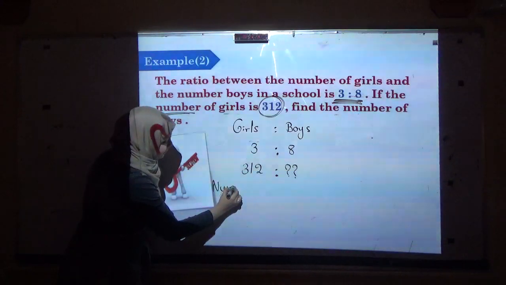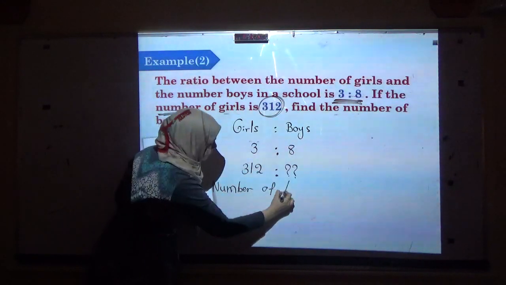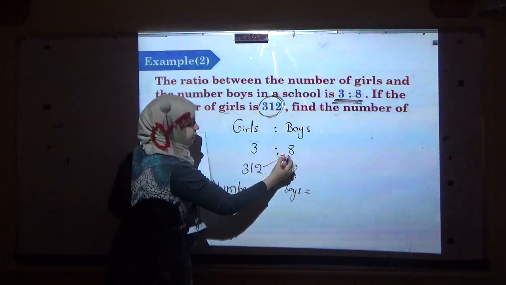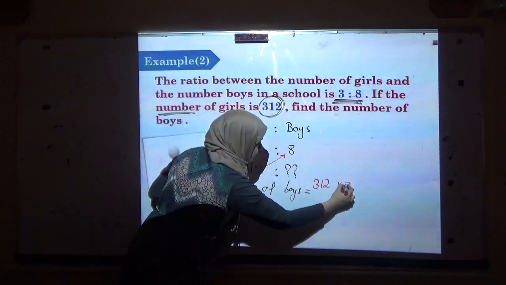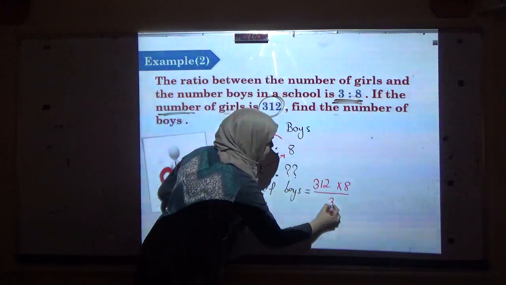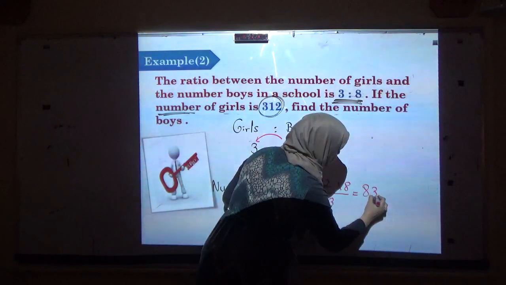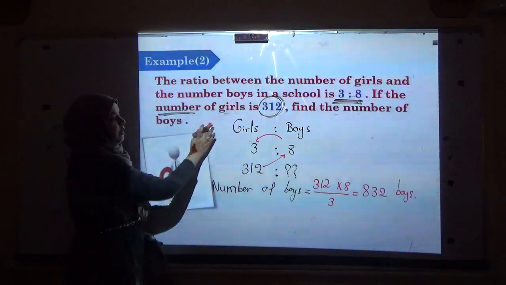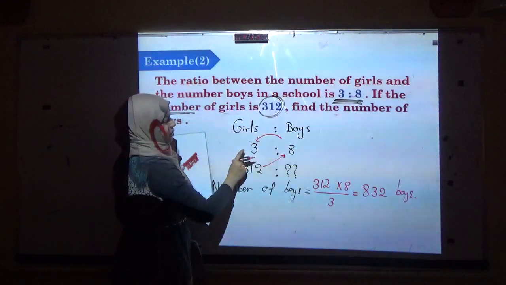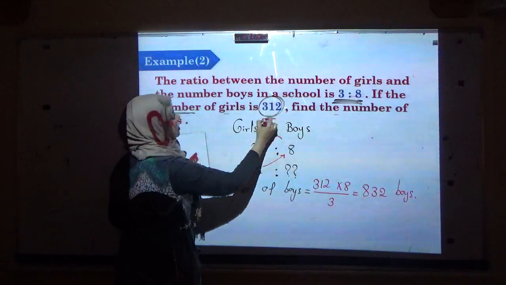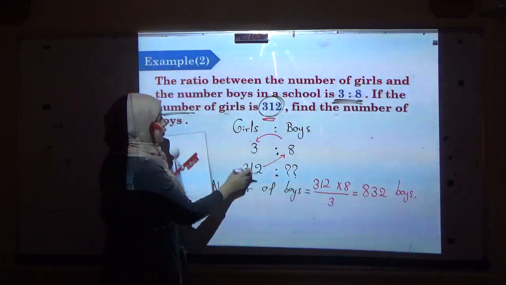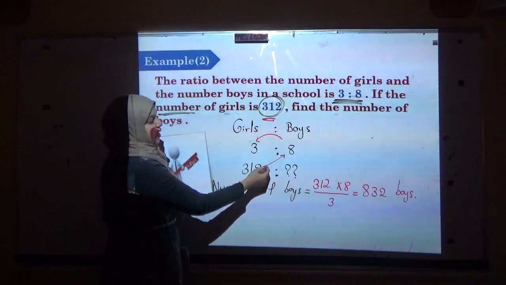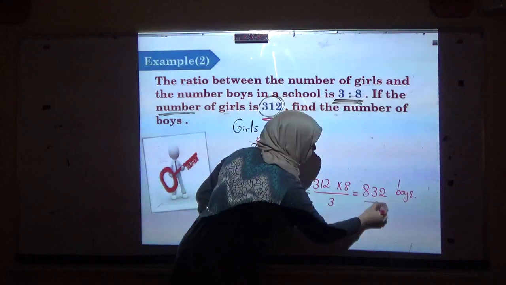The number of boys equal multiply 312 by 8, then divide by 3, equal 832 boys. Again, he gave you the ratio between girls and boys, so girls to boys, 3 under girls because 3 is the first term, to boys, 8. He gave us the real value of the girls, 312, so put 312 under girls, and want to find the number of boys. Then make cross multiplication, 312 multiply 8, divide 3, equal 832 boys.